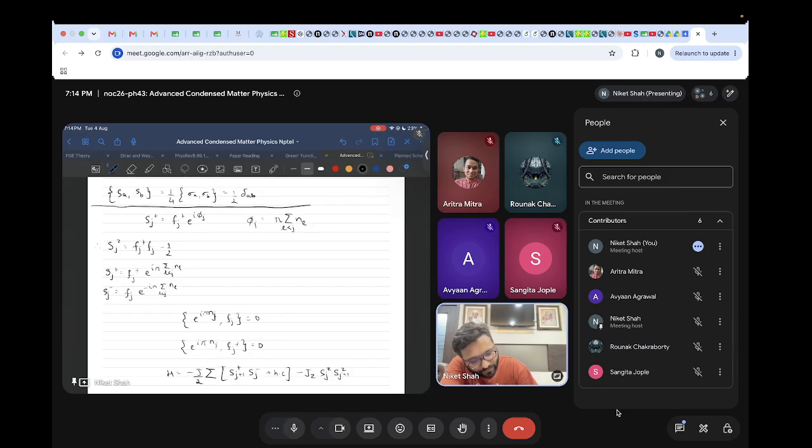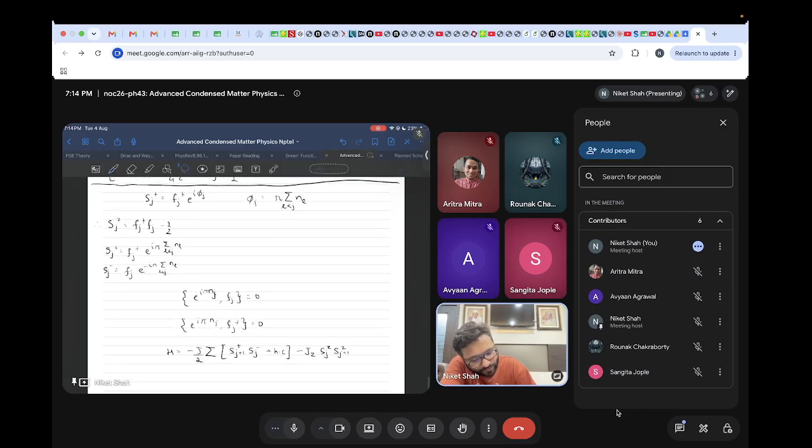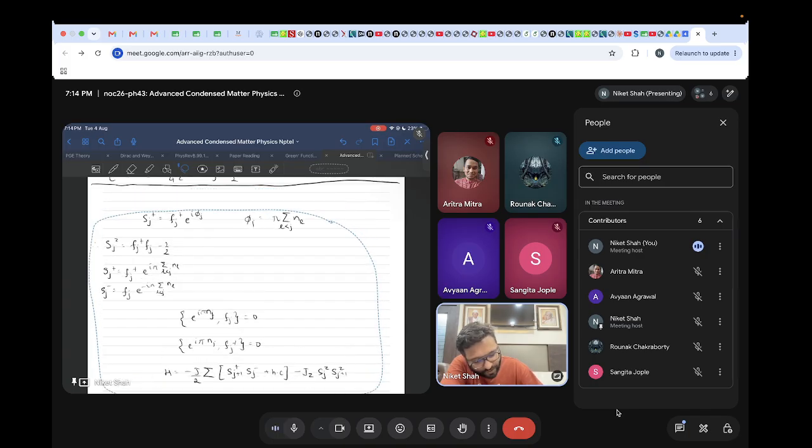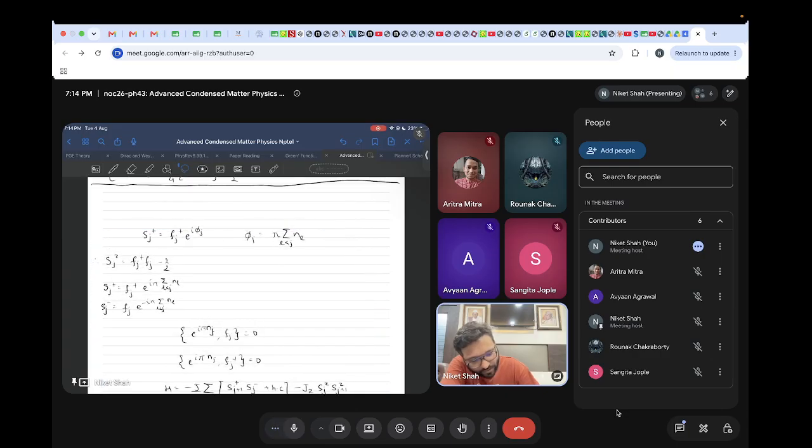From here, this is for spin chain. From here the entire section is for spin chains, or many spins in general. A spin lattice kind of a thing. Okay, from here it's for many spins.